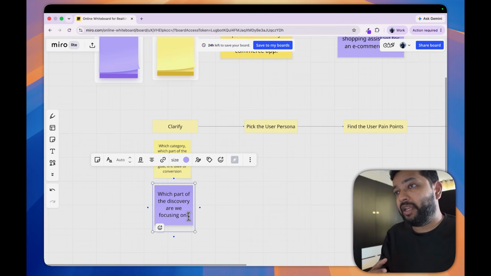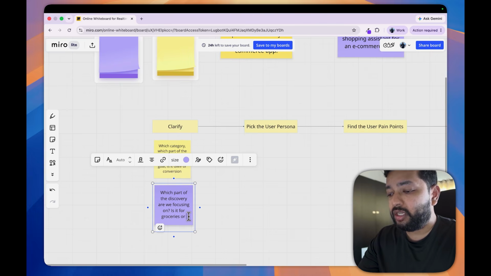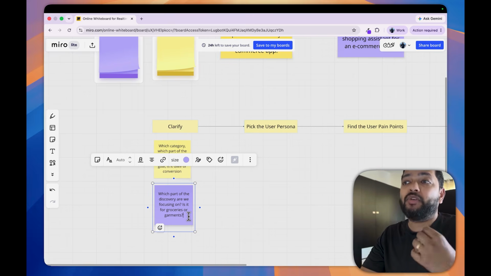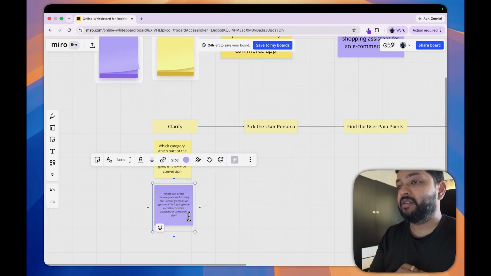Now, the other thing you can make it focused is you can improve this question further by adding a few options for the interviewer. So what we can say here is, is it for groceries or garments? So you're trying to give the interviewer options of what they can see or what they can use here, right? Apart from this, there is another layer that you could use. What is that layer? The layer is the method of output, right? Is it going to be a chatbot or voice assistant or something else, right?